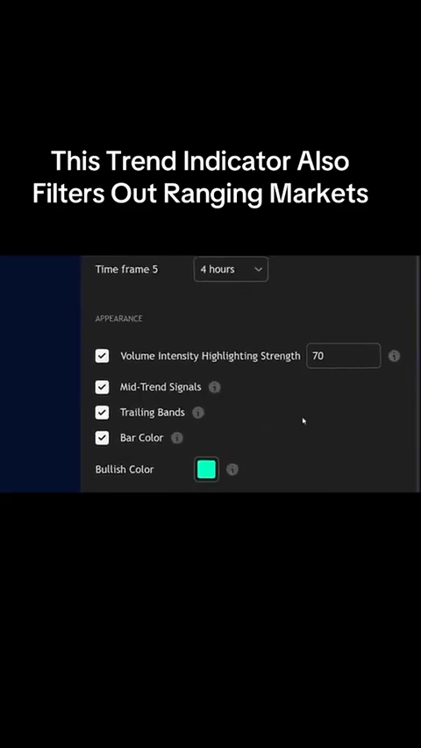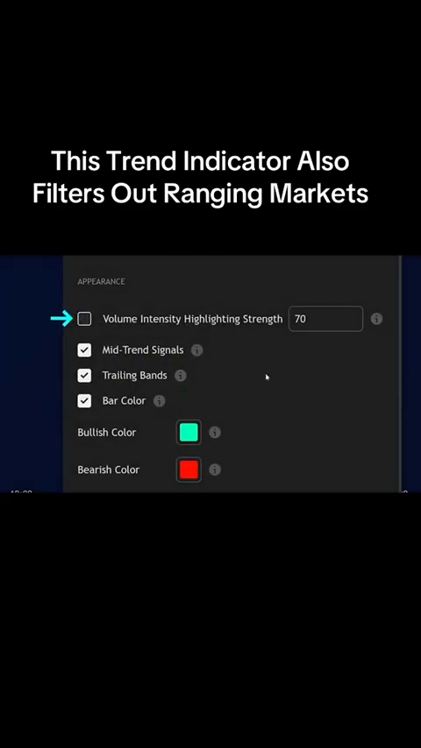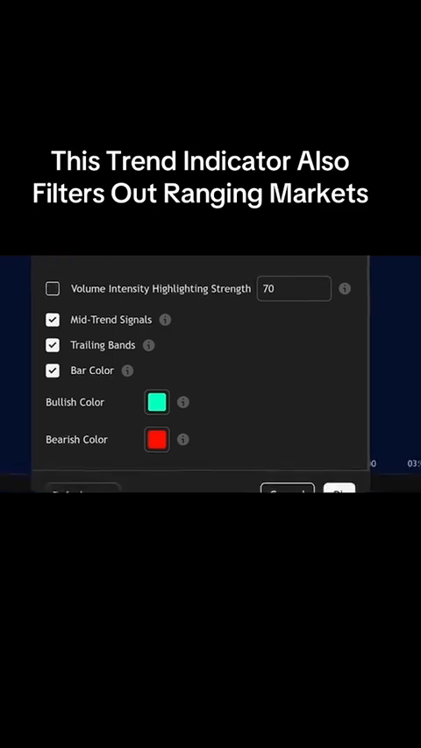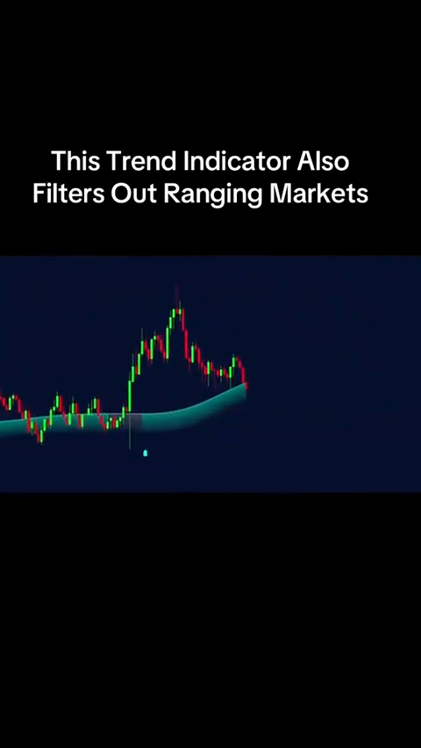This combination gives you the perfect balance of short and long-term perspectives. You can disable volume intensity highlighting if you prefer a cleaner look, but keep the mid-trend signals enabled because we'll use these for our entry strategy in a minute. Once you've adjusted these settings, click OK. Now, let's put all these together into a complete trading strategy.